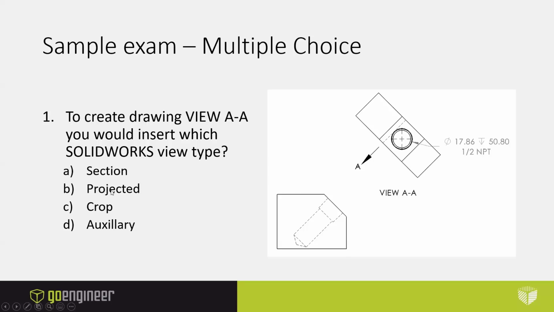So the 2 options are projected or auxiliary. I can eliminate this because projections are typically going, for lack of a better term, horizontally or parallel. So they're kind of rolling the view out this way and rolling the view out this way.